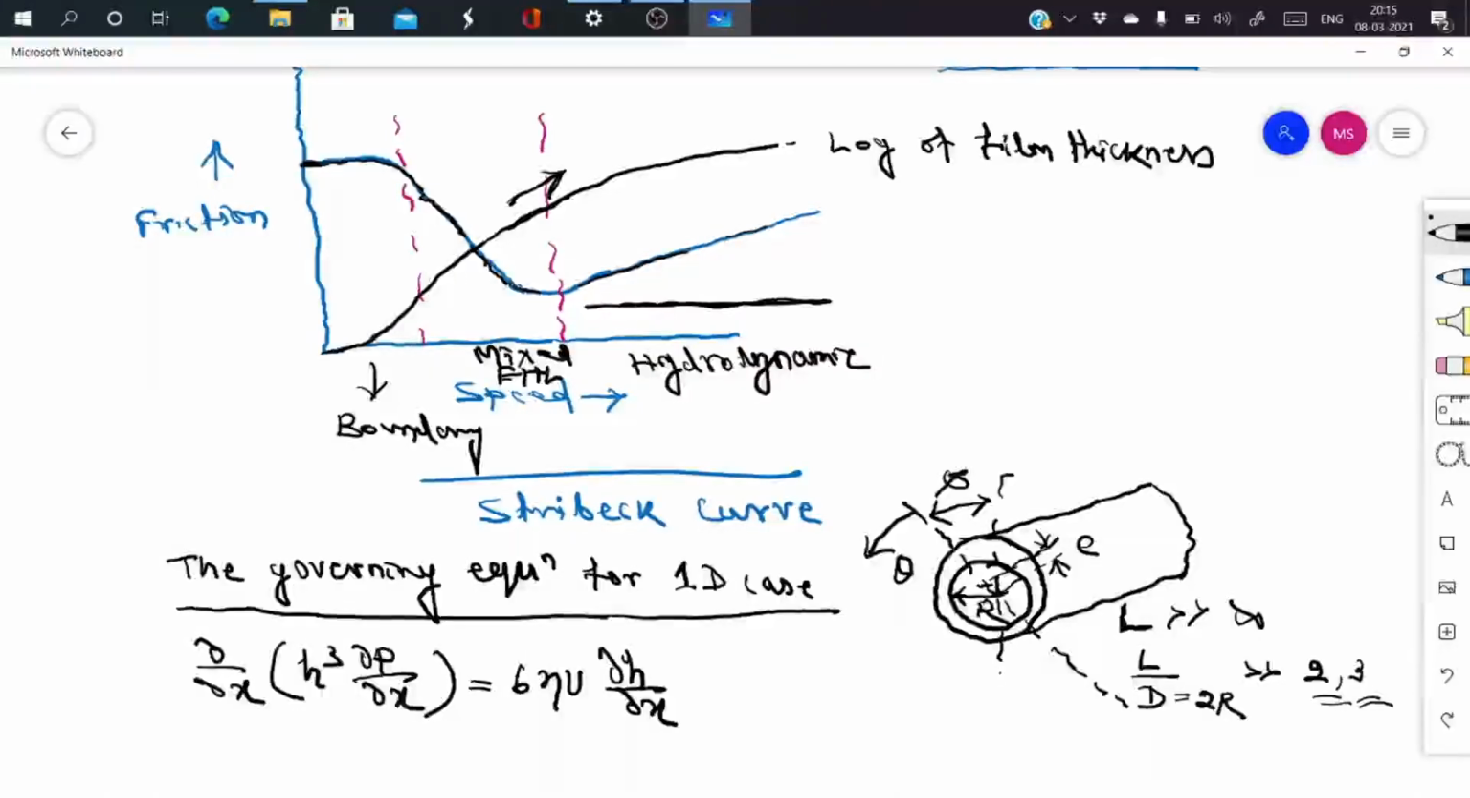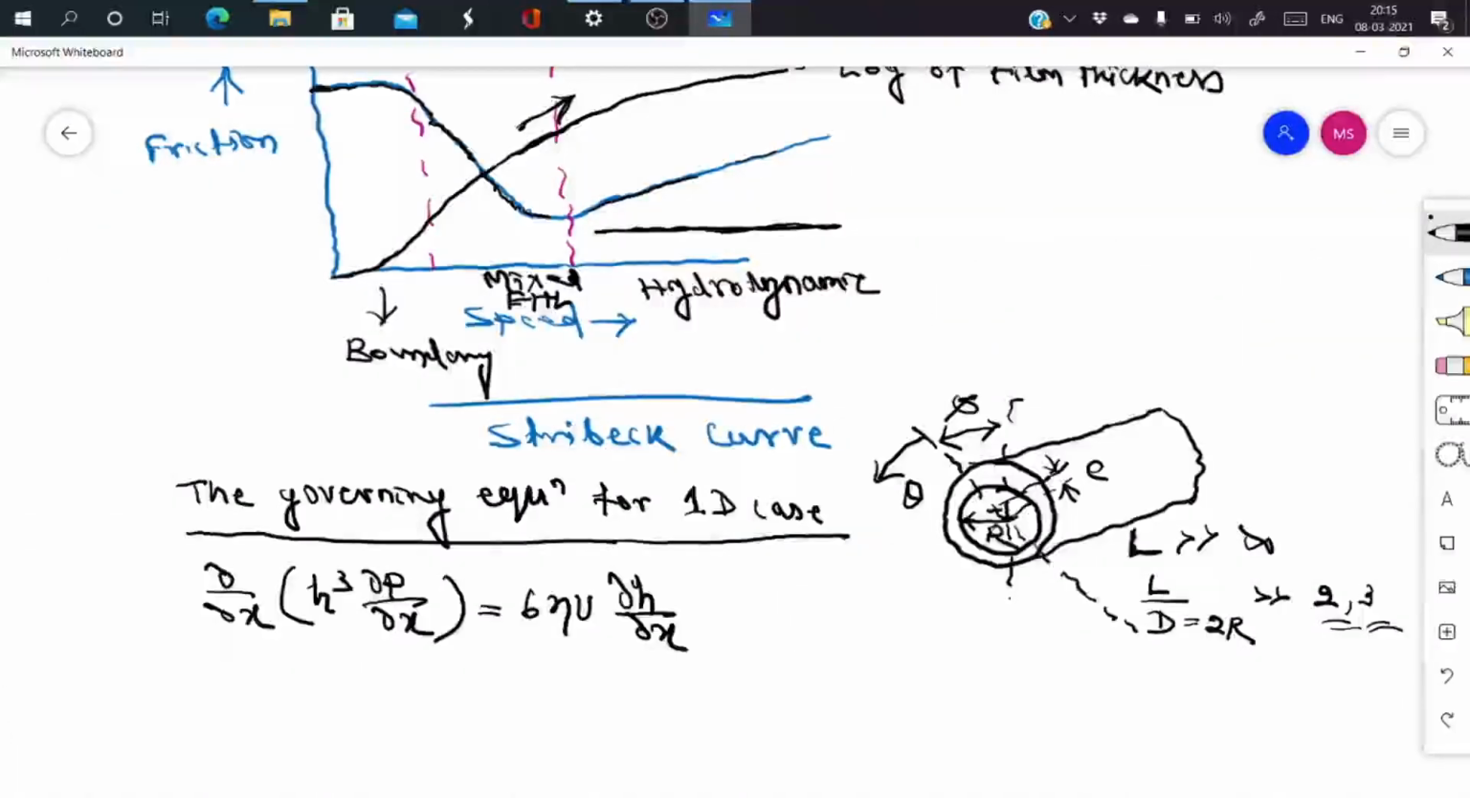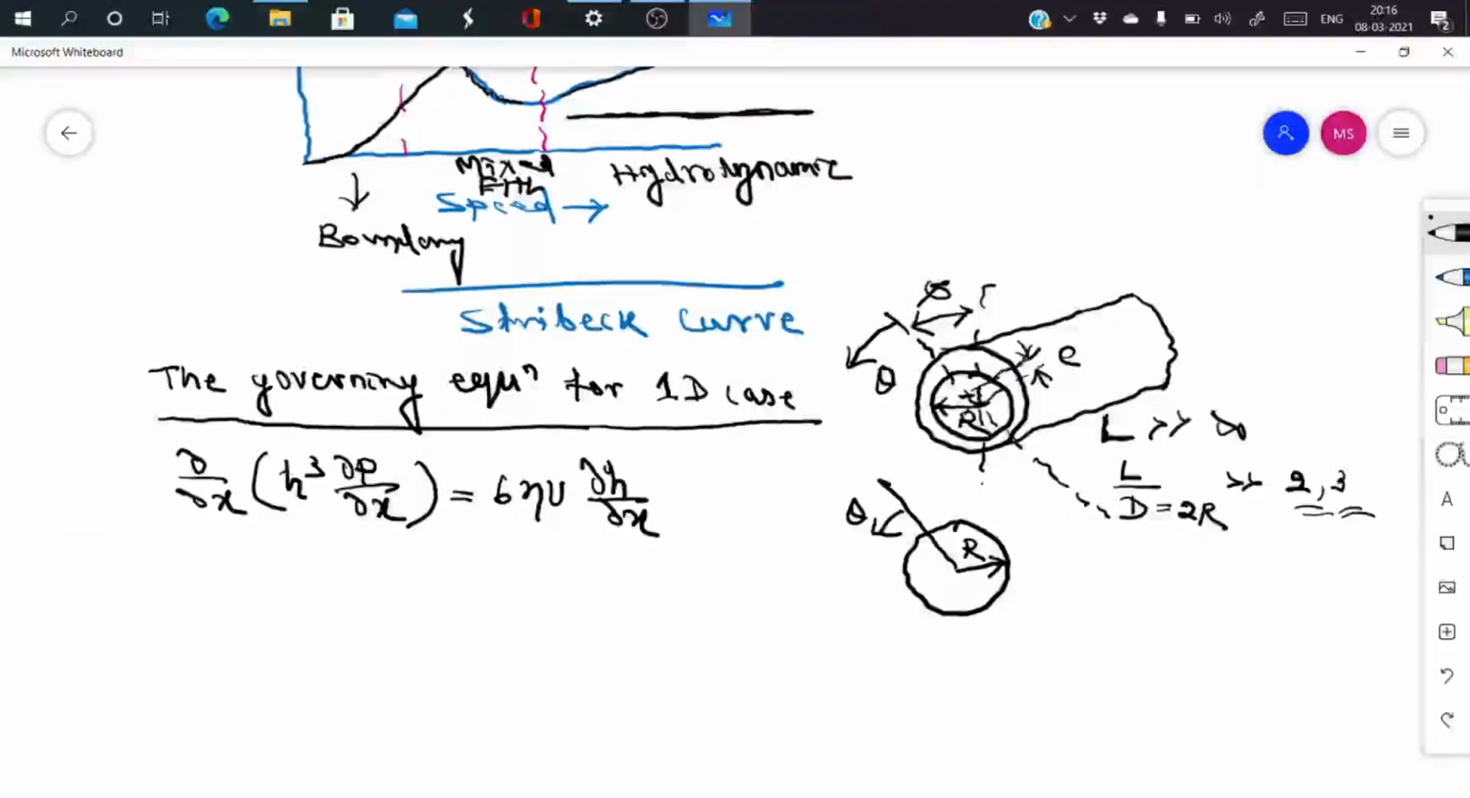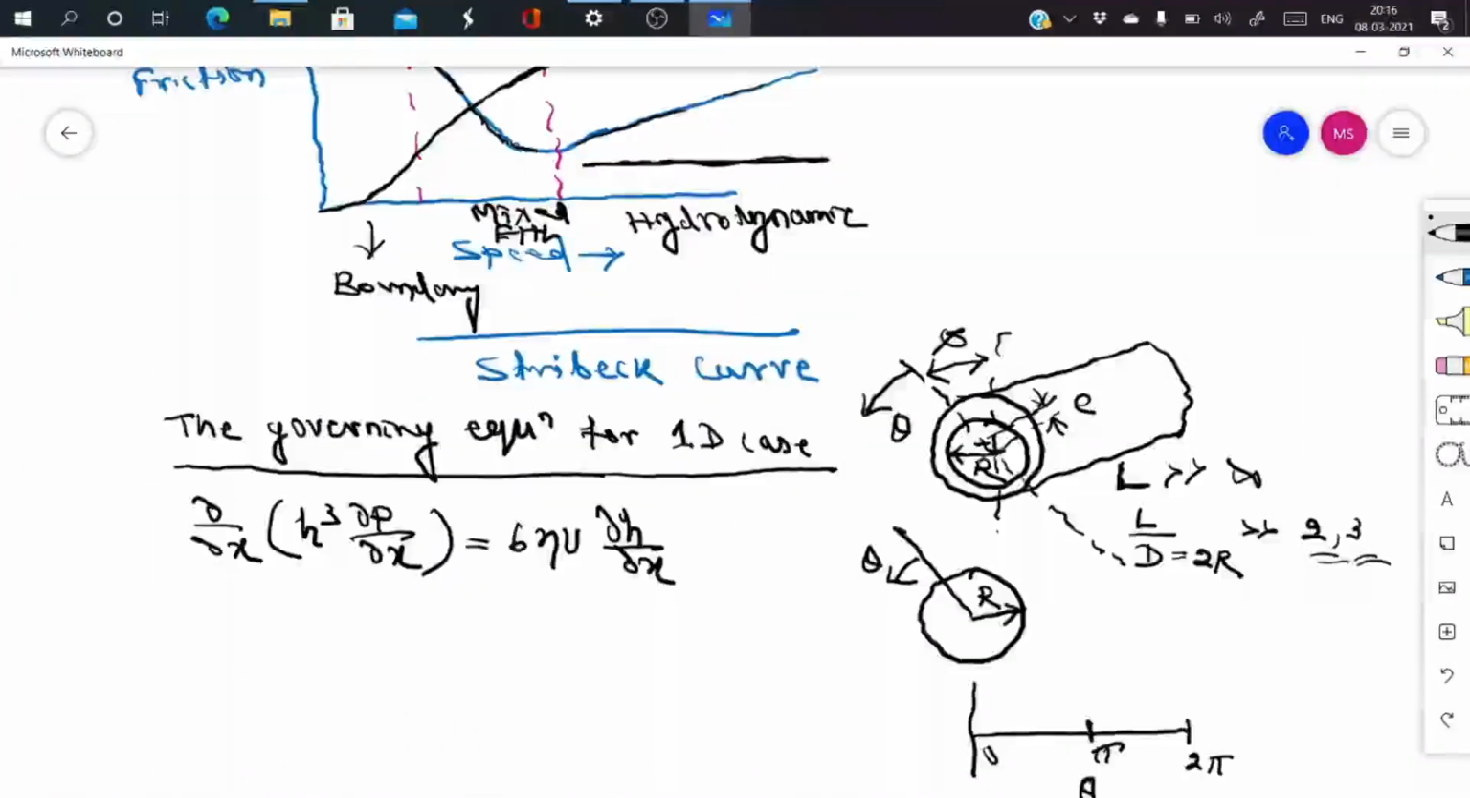Now in polar coordinates, if you open up the journal here, this is a circle having a radius r, and you are measuring theta from here. If you open it up, basically you will get it like this. Theta equal to 0 here, and theta equal to 2 pi and 0 are the same point, and this is pi. So you can very well convert this equation into the r theta coordinate system, that is, polar coordinates.